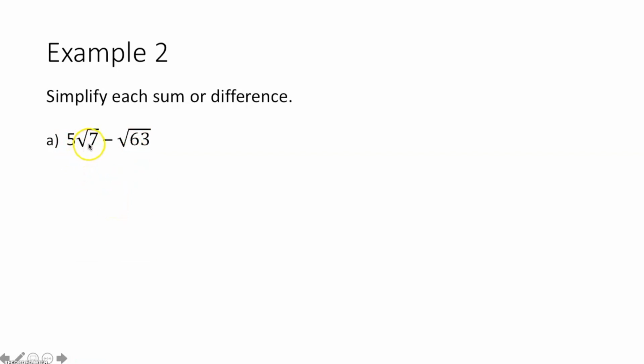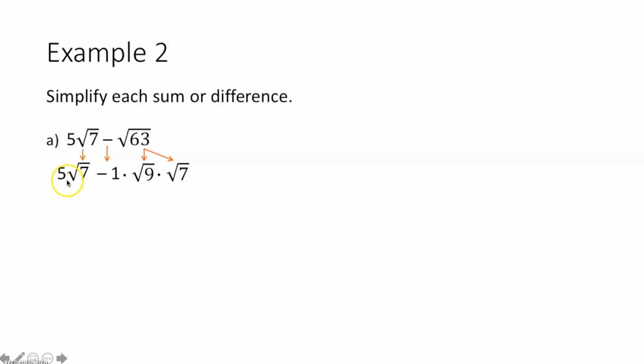We said 5 rad 7. Since you can't break up the rad 7, we're just going to leave that 5 rad 7 for right now. But over here, negative rad 63, you can keep it negative, or you can just say that it's technically negative 1 times whatever we have over here. So we said a perfect square that goes into 63 would be 9. So rad 63, we're going to break into rad 9 times rad 7.